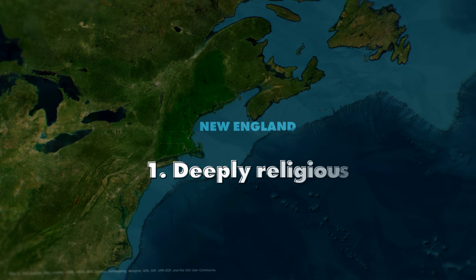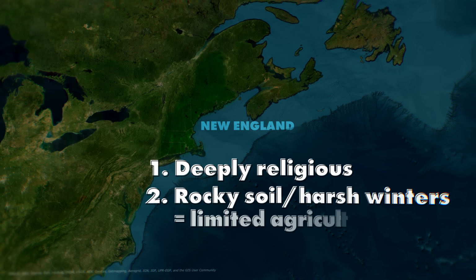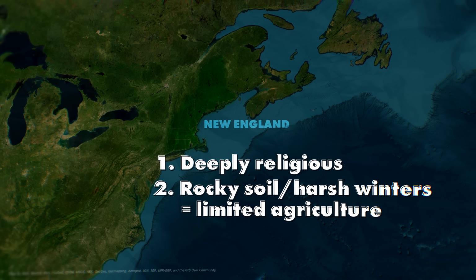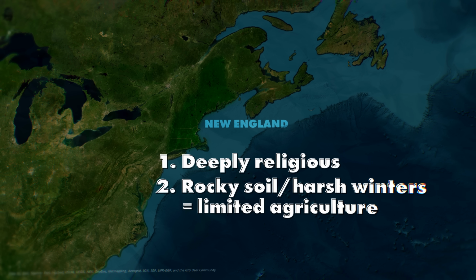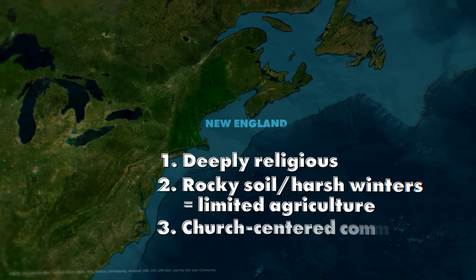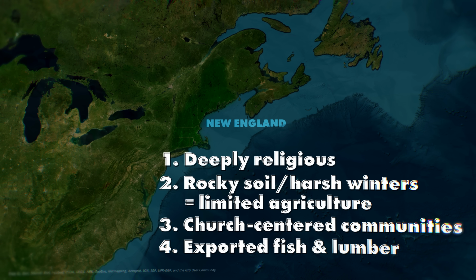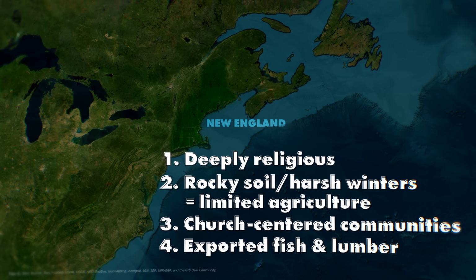Okay, so just to sum up, society in the New England region was characterized by several factors. First, the social fabric of the region was deeply religious. Second, the geography included rocky soil and harsh winters, which meant that they could only engage in limited agriculture. Third, because many of these migrants arrived in family groups, they created tight-knit towns centered around the church. And fourth, their economy majored in exporting goods like fish and lumber, all of which could be found in abundance in this region. And that commerce would eventually link them economically to the other colonies and then the wider transatlantic trade.